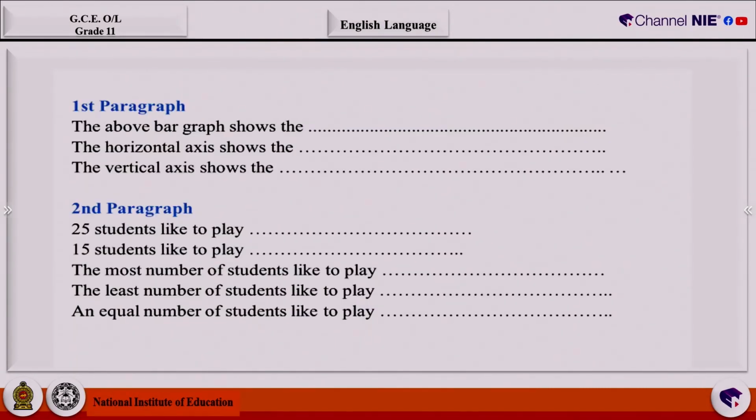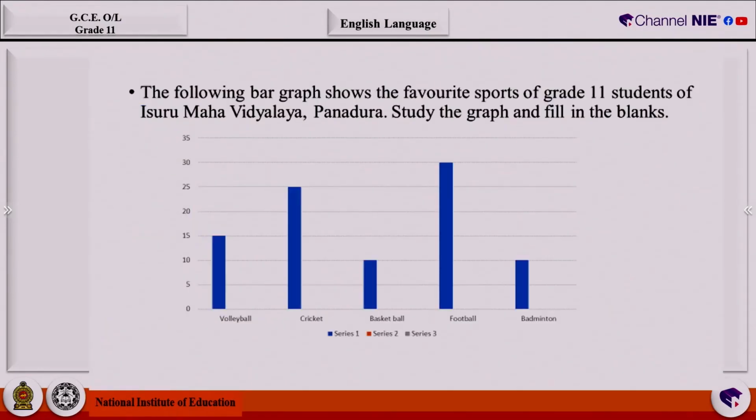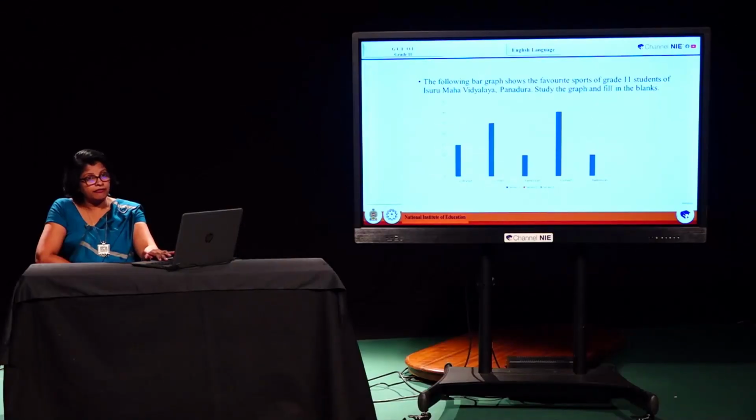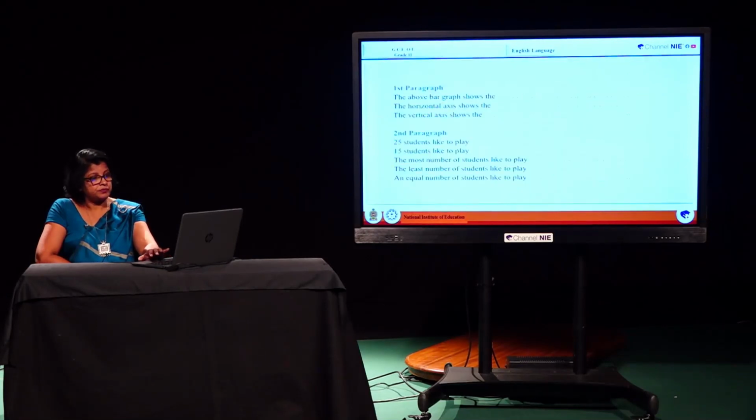So we can write, the above bar graph shows the favorite sports of grade 11 students of Isuru Mahavidyalaya. Then you can introduce the horizontal axis and the vertical axis. The horizontal axis here shows the sports loved by the students, different sports. And the vertical axis shows the number of students who love these sports. So that can be our introductory sentences about this bar graph.